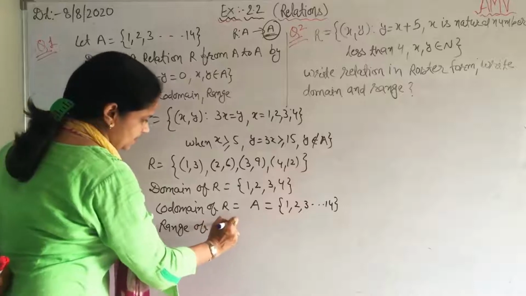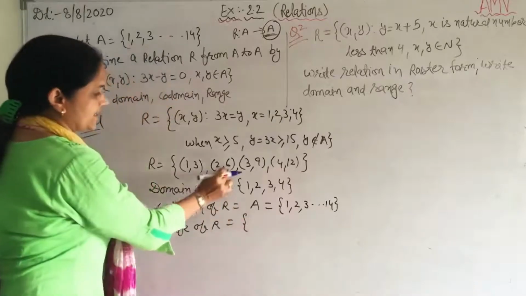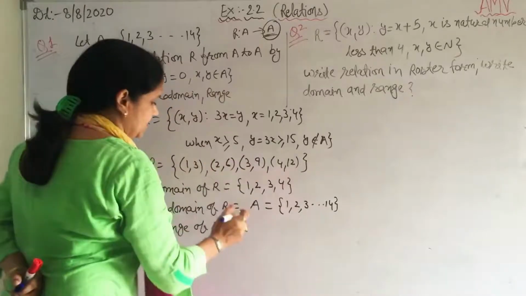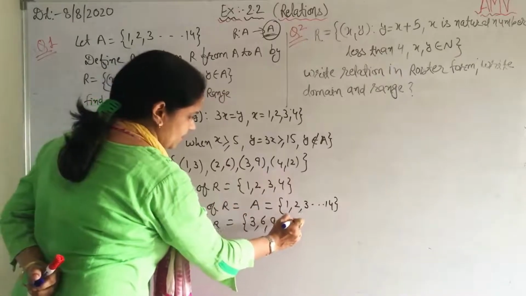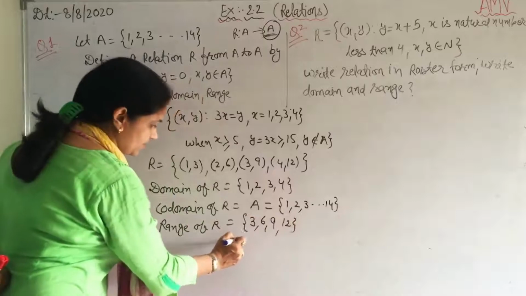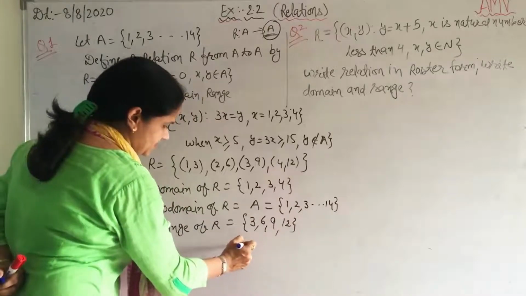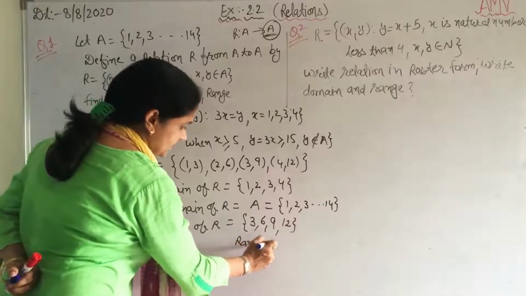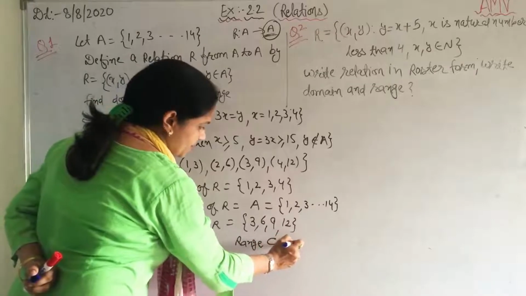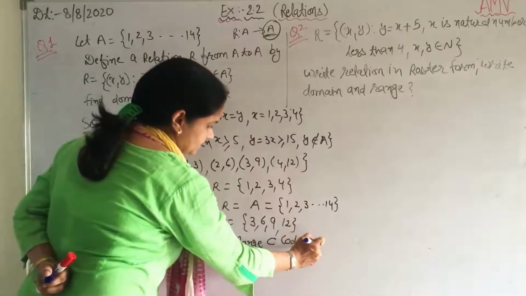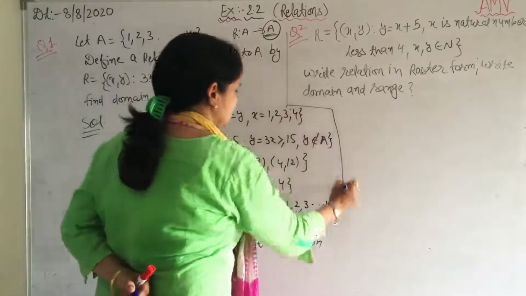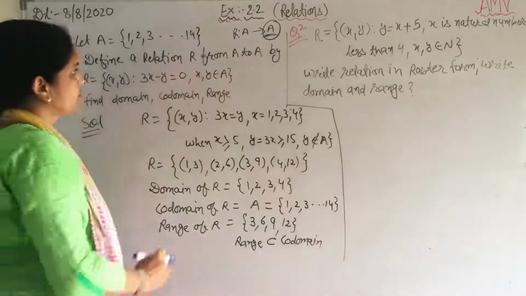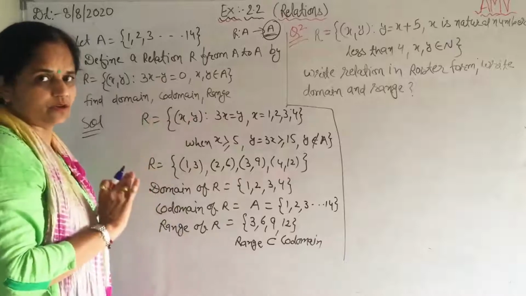Okay, and now next is the range of R. So range is the set of second elements of the relation. It's 3, 6, 9 and 12. Okay, range of a relation is always a subset of the codomain. Okay, now move to the second question. You write all these things in your notebook.